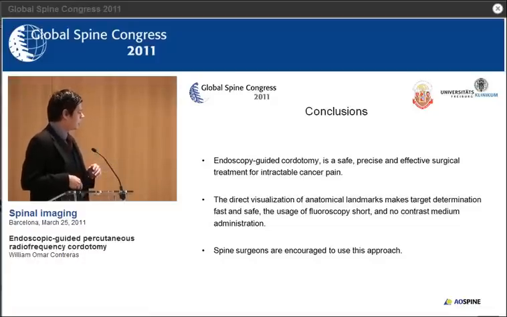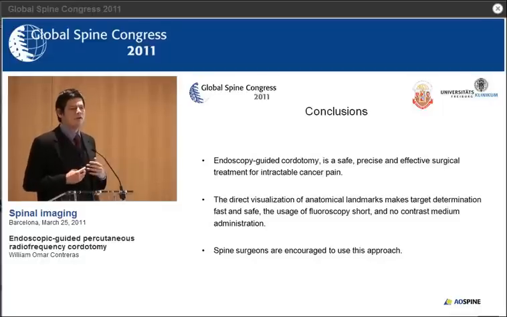We would like to encourage spine surgeons to use this approach, and it's open now also to do this kind of intradural percutaneous procedures, even to do biopsies or to introduce a small endoscope of 0.8, 0.9 millimeters in the sacral roots, or to do biopsies of tumors.